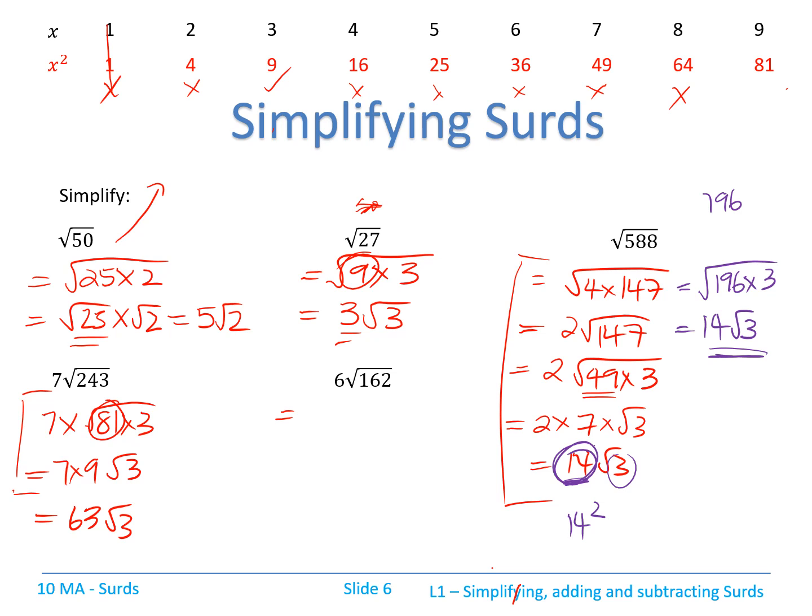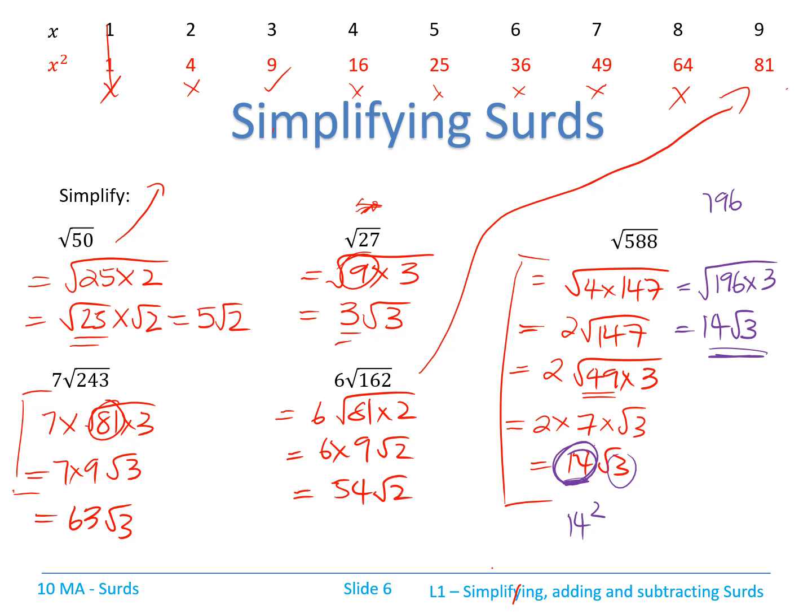Okay, here I've got 6 root 162. Now it turns out 81 goes into 162 2 times. The square root of 81 is 9, so I've got 6 times 9 root 2. That's 54 root 2. Okay, so that's it simplified.